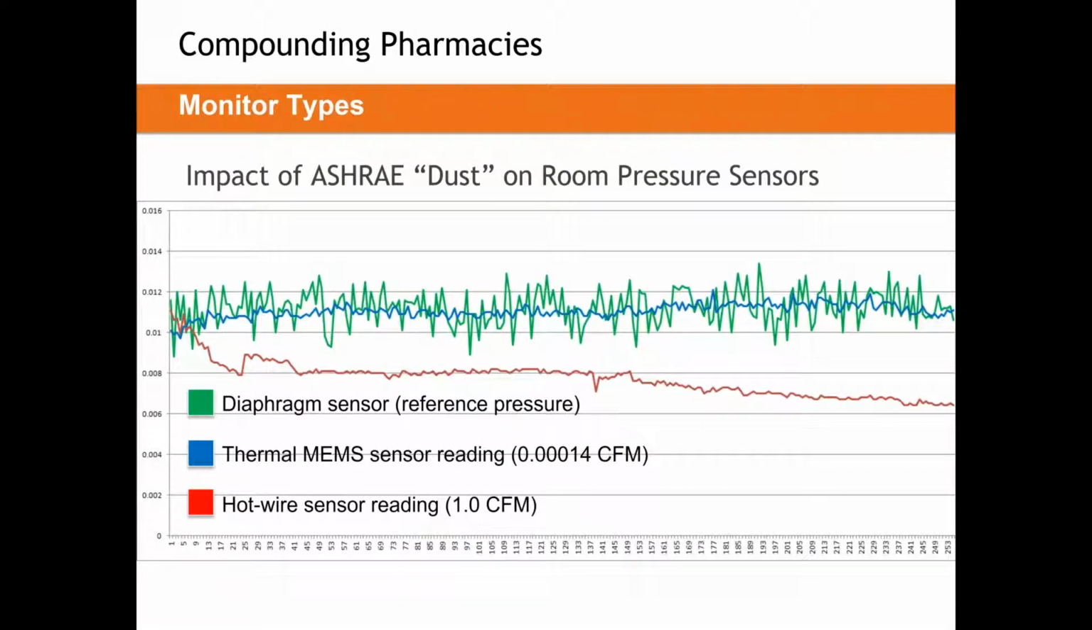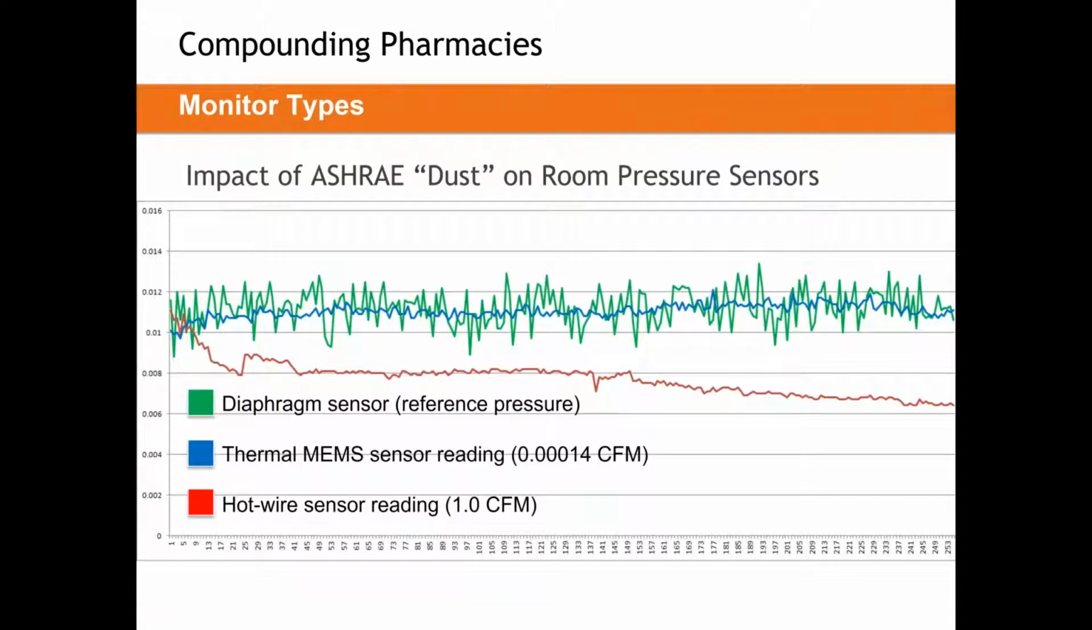This is a test we did, comparing a very high quality diaphragm sensor, kind of as our experimental control. You can see that sensor in green. We compared that to a thermal MEMS sensor and a hot wire anemometer. The thermal MEMS sensor is what you see in blue. This is almost one year of data with ash-ray dust passing through these devices. Ash-ray dust is a dark, carbon-filled, sooty substance designed to test HVAC systems. That's what's been passing through these sensors.